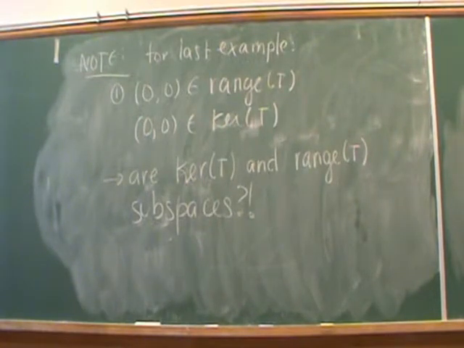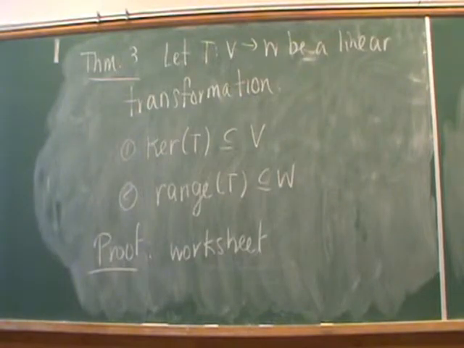I have a couple notes for you to think about for a few minutes. The first one is I would like you to go back and notice that the 0 vector of R2 is inside the range of T. The 0 vector is also inside the kernel of T. So maybe it's possible that the kernel and the range of a linear transformation are subspaces. It does turn out that the kernel and the range are special sets of V and W. They are indeed subspaces. I want you to think about these for a little while. We're going to actually do the proof for these two on an upcoming worksheet.